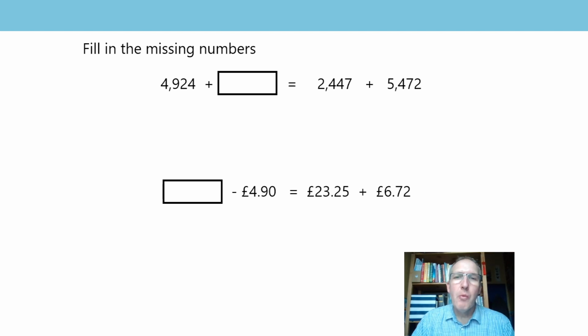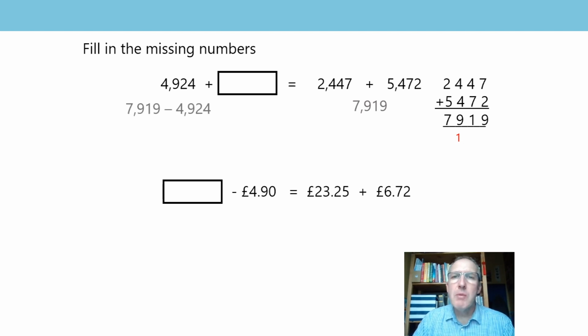Welcome back. What did you find? Did you use any strategies? In the first question, how did you find the sum on the right? There aren't really any easy connections to spot, so I used column method. The sum on the right is 7,919. To find the missing number, we need the difference between 4,924 and 7,919.